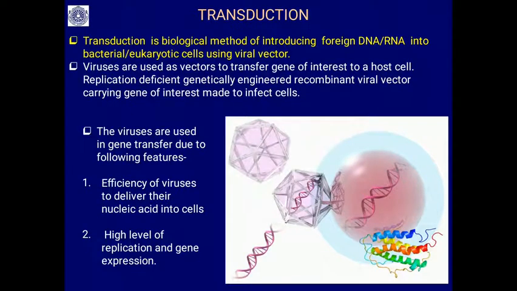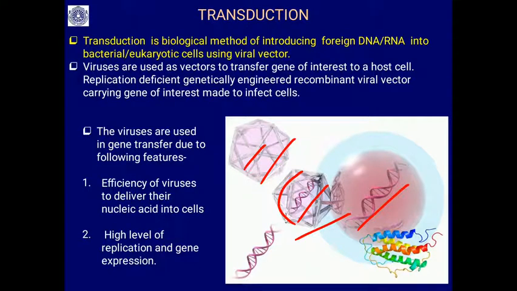Transduction is a biological method of introducing foreign DNA or RNA into bacterial or eukaryotic cells using a viral vector. You will see in this cartoon how exactly this adenoviral vector works. It has emptied its DNA, or else to its own DNA we can introduce our gene of interest and make it infect the host cell. It gets into the host cell nucleus and brings about stable transfection, or transduction. Viruses are used as vectors to transfer the gene of interest to the host cell.